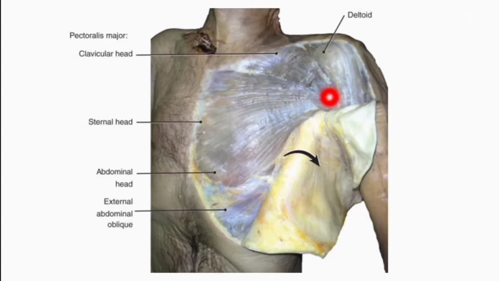Here you can see the cadaveric specimen of pectoral fascia, which is present on the anterior aspect of pectoralis major. This white glistening membrane is the pectoral fascia.